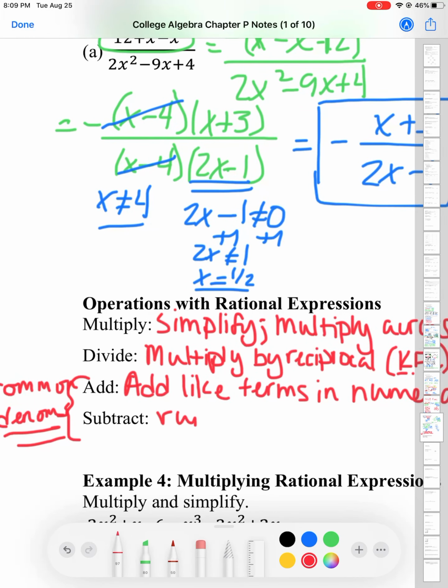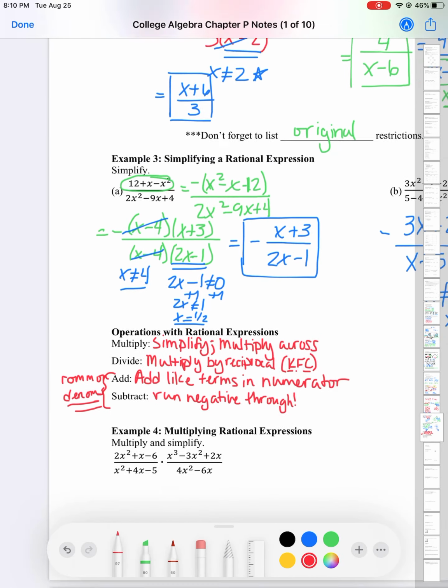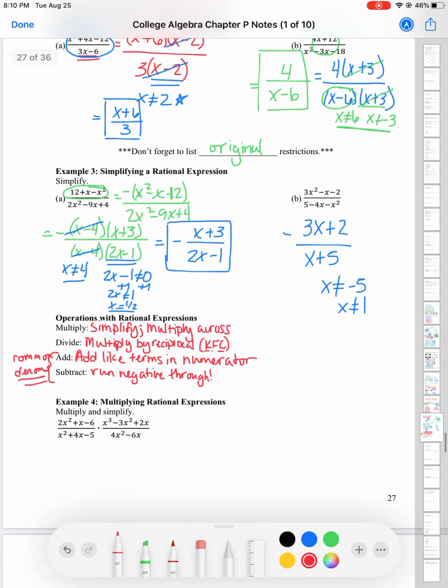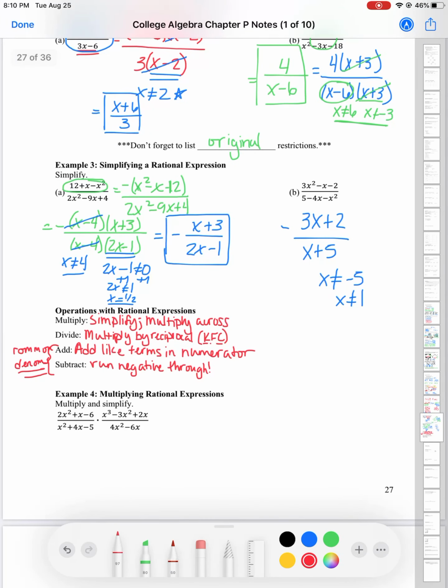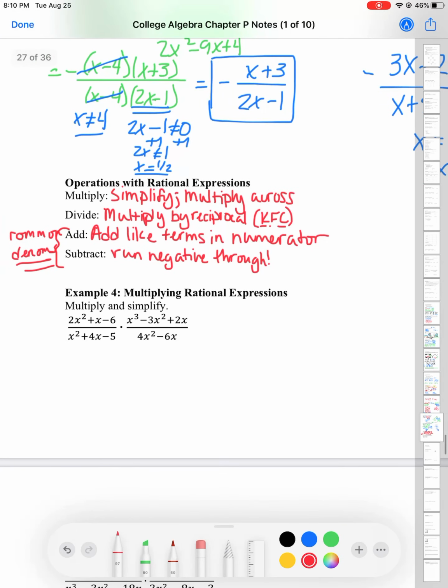With subtraction, remember, sometimes you have to run that negative through. So it can sometimes get a bit tricky. So with simplification, remember, when you factor, you can reduce with something in the top and something in the bottom. As long as one of the factors is in the top and the other factor is in the bottom, we can reduce by them.